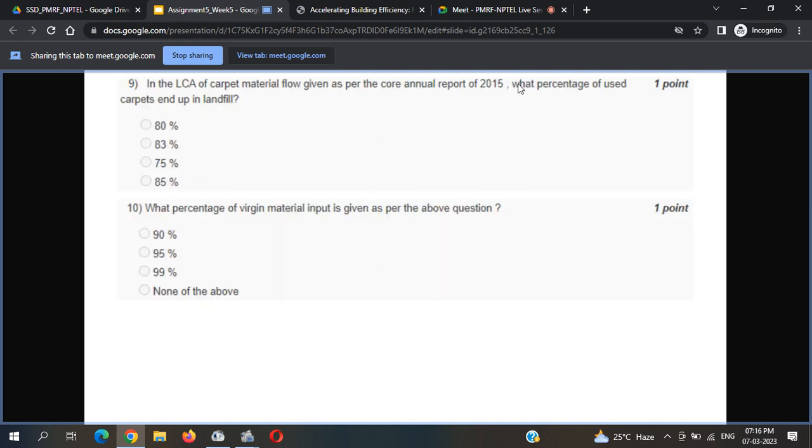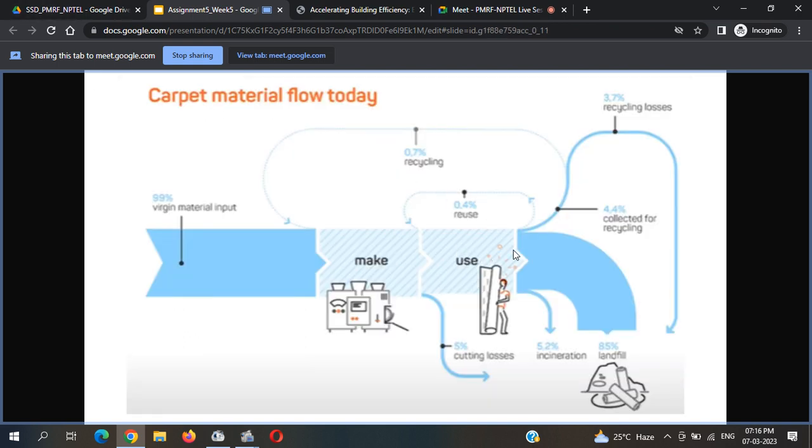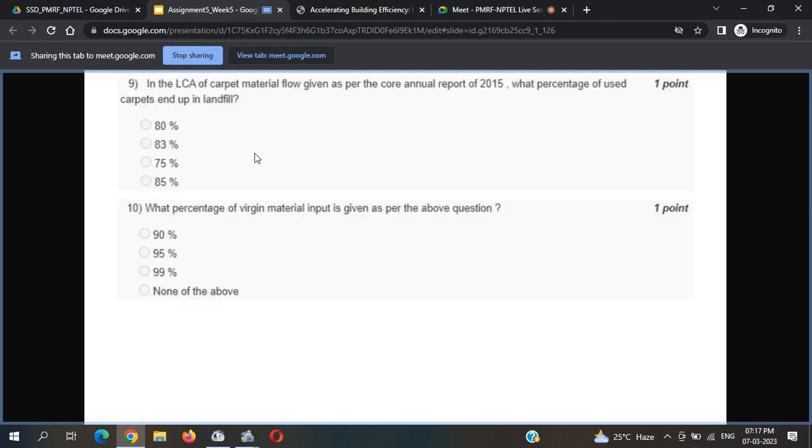So this question asks what percentage of used carpets end up in landfill. You see, of used carpet, only 85% ends up in landfill. So it's not the used carpet which is incinerated, or which goes into recycling and then ends up in landfill. It's the product that is used and ends up in landfill. So the correct answer will be 85%. So this is your answer to this question: 85% of the carpet material flow ends up in landfill after its use.